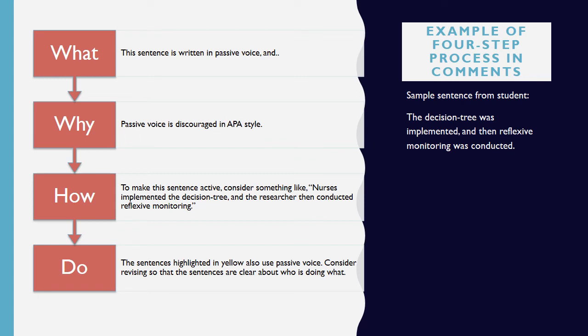And then the last step is the do, right? The sentences highlighted in yellow also use passive voice. Consider revising so that the sentences are clear about who is doing what. So this is what the 4-step process looks like when addressing one particular pattern of error, and that's passive voice.